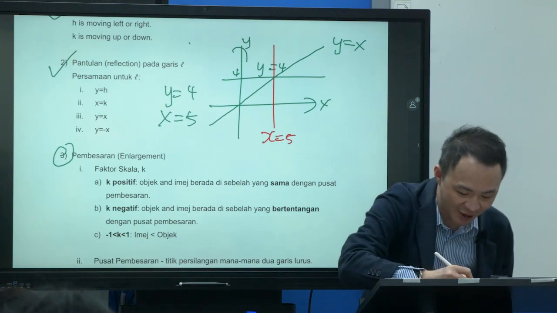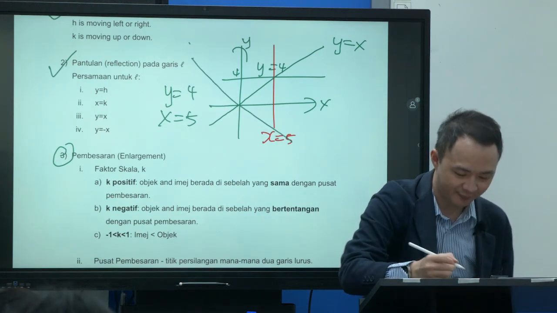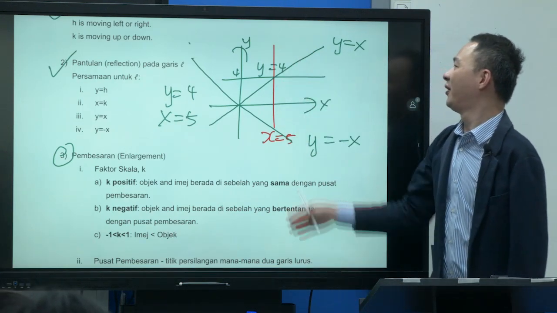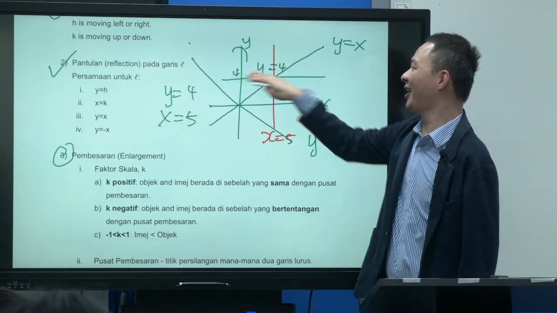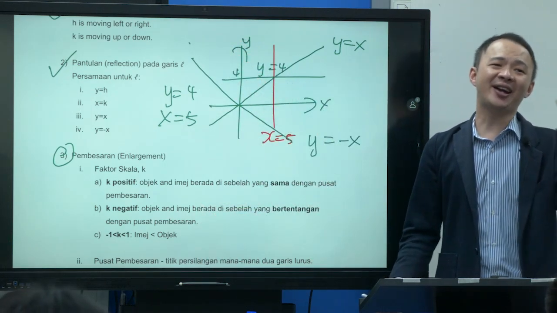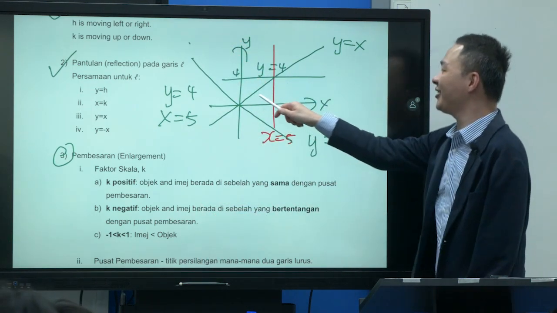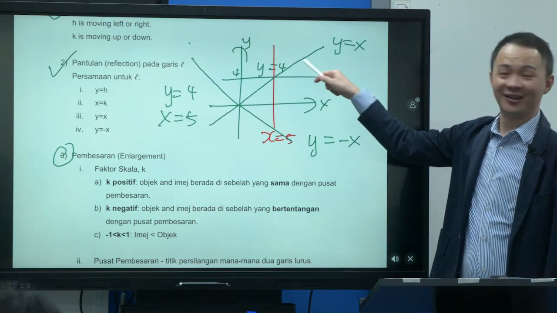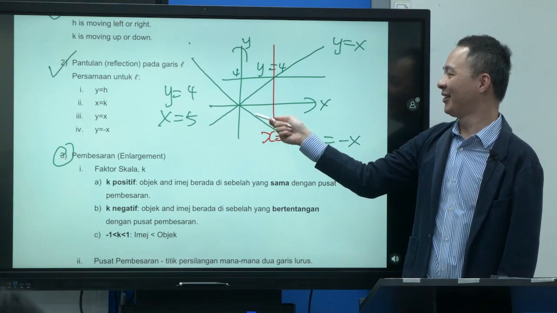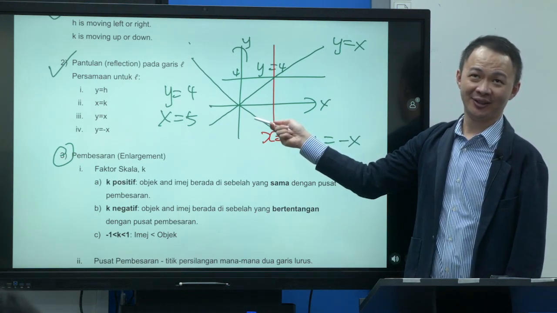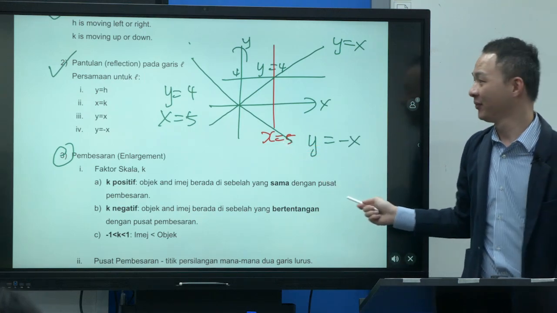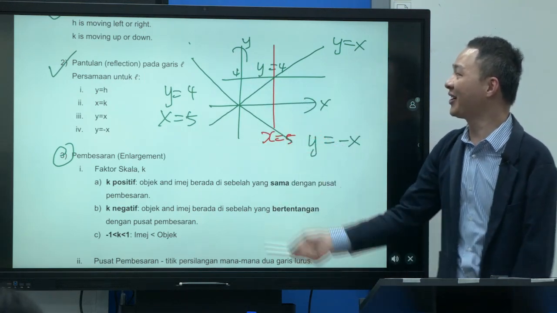Oops. Must pass through the 0, 0. Yes, you only have vertical line, horizontal line, and Y equals to X, and Y equals to negative X. Sometimes it is very hard to sketch. You know the coordinates are 1, 1, 2, 2, 3, 3, 4, 4, because Y equals to X. For this one, the coordinates will be something like 2, negative 2, 3, negative 3, 4, negative 4, and so on. Then you can draw these four lines for reflection.